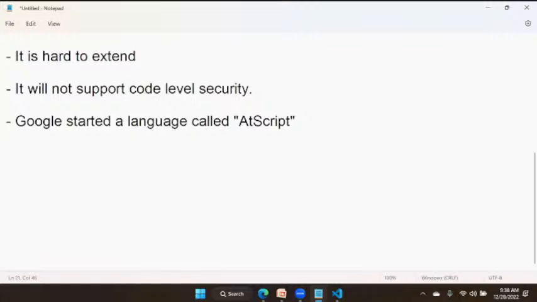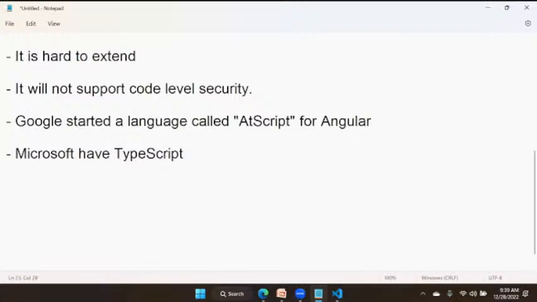But for which technology did they start this EtScript? For Angular. But what happened is, Microsoft already had a language called TypeScript. That means Google started developing a language called EtScript, and similar to that there is a language called TypeScript. Microsoft already has it.